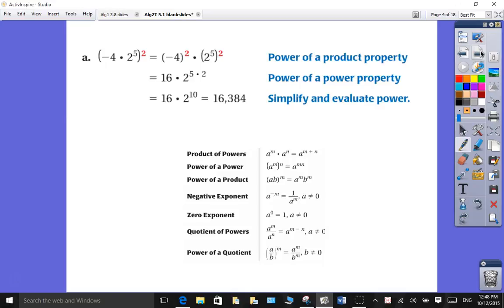They had inside parentheses more than one factor, so they distributed the exponent to each factor. Negative 4 squared, 2 to the 5th squared. Now 2 to the 5th squared, that's raising a power to a power. That's this one. So that's 2 to the 5 times 2, which is 2 to the 10th.